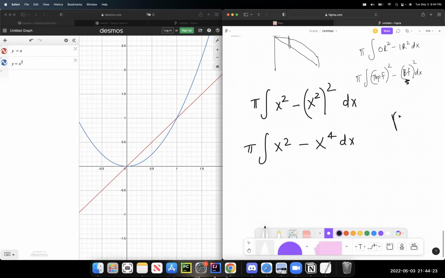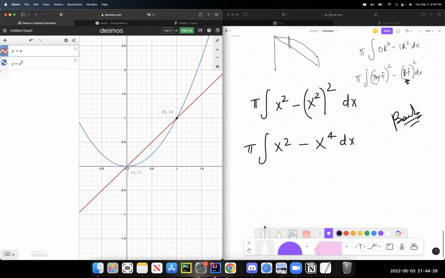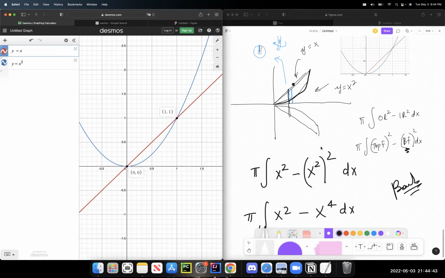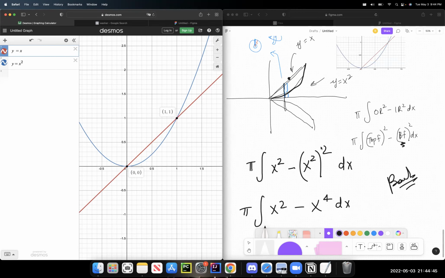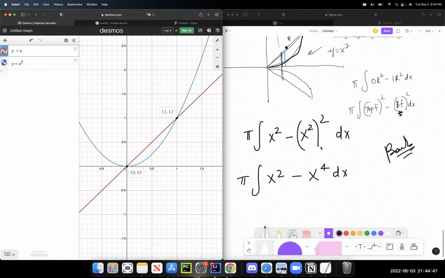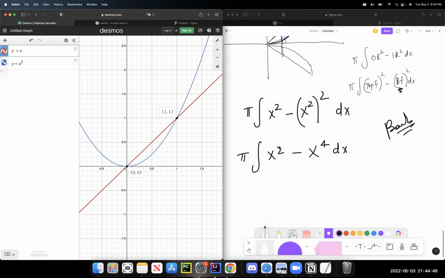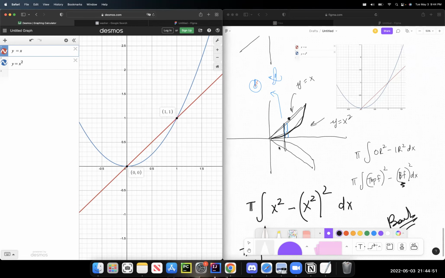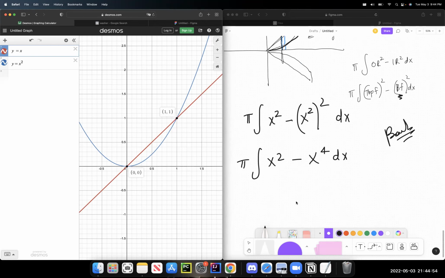But what about the bounds? I forgot to mention what the bounds were of this function. You could look at it here if you were to take from 0 to 1. Where they intersect is essentially where those bounds are. But how you can find the bounds without having to see a graph is you can set the top function equal to the bottom function, and then solve for the x value. So the top function in this case was what? It was x, right? The bottom function was x squared.